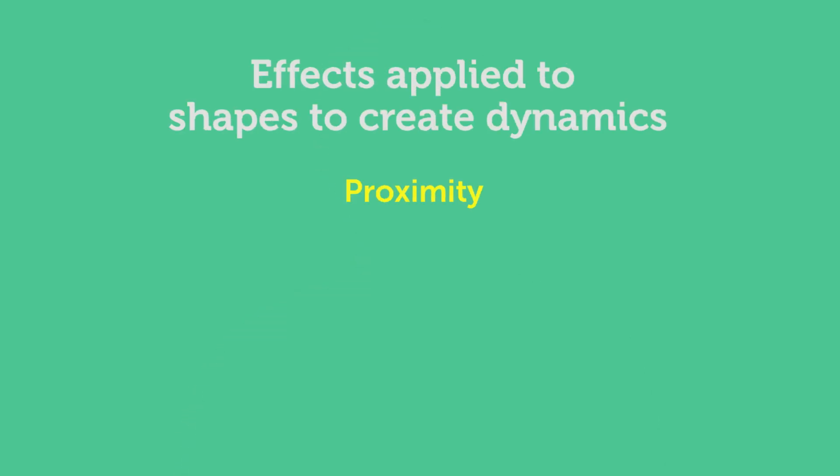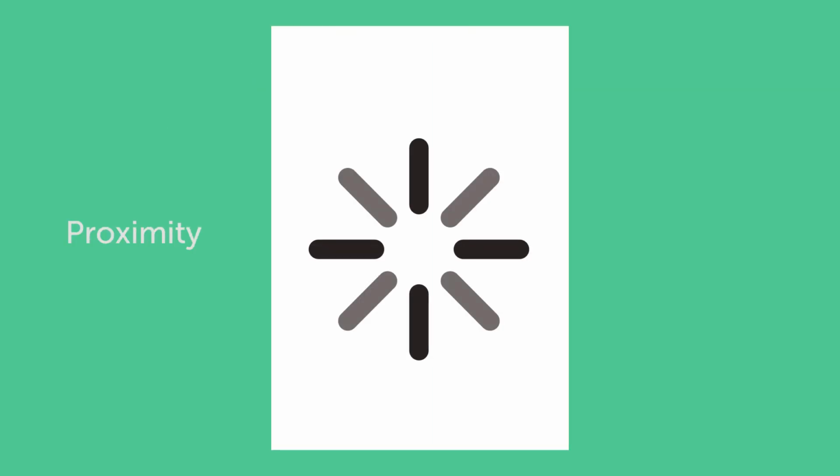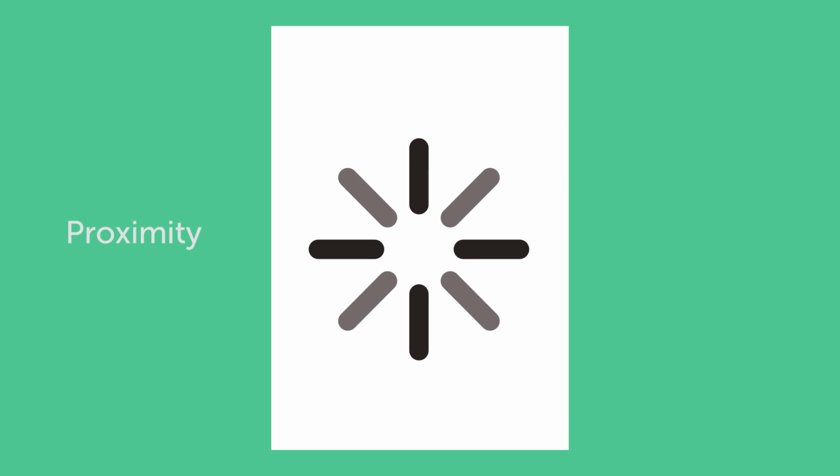In design, what creates positive and negative space is the arrangement and visual appearance of shapes within a composition. In two-dimensional design, proximity, overlap, opacity, light and shadow, and perspective can be applied to shapes to create visual dynamics, the illusion of depth or space in a composition. Proximity is simply the distance shapes are from one another, far apart or close together. Proximity suggests relationships between shapes.